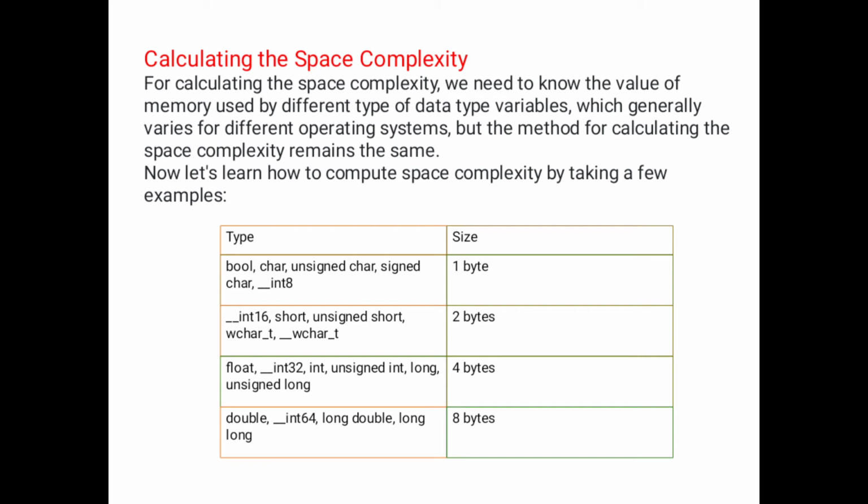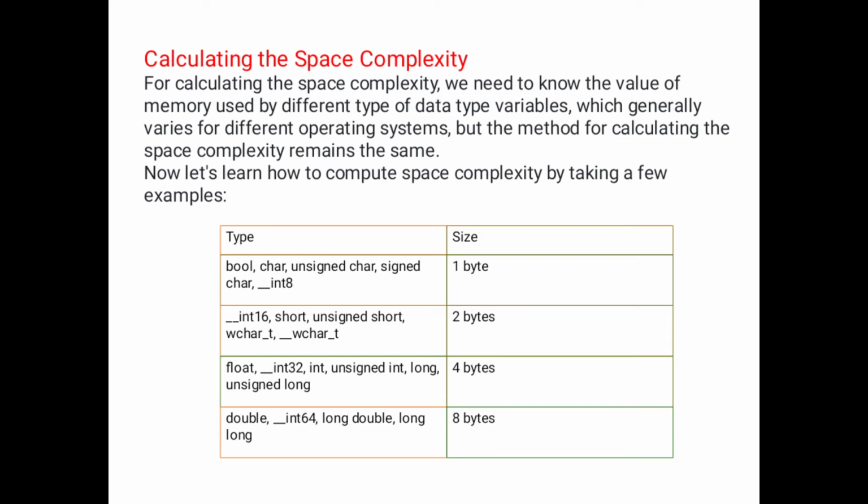The data types given here are boolean, char, unsigned character, signed character, and then 8-bit integer. Boolean means logical values, yes or no. Character is a normal type, then unsigned character and signed character. And the integer can carry 8-bit information. The whole set of these data types uses 1 byte of memory.